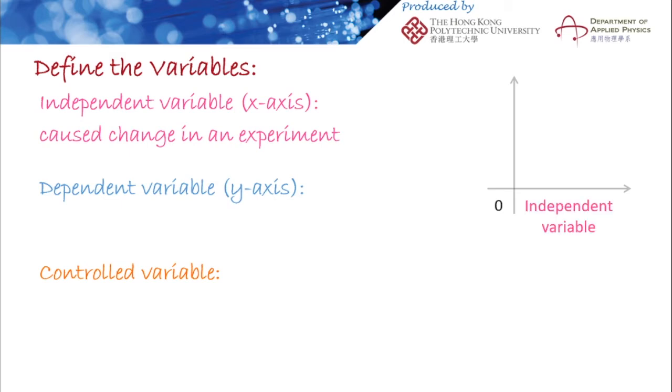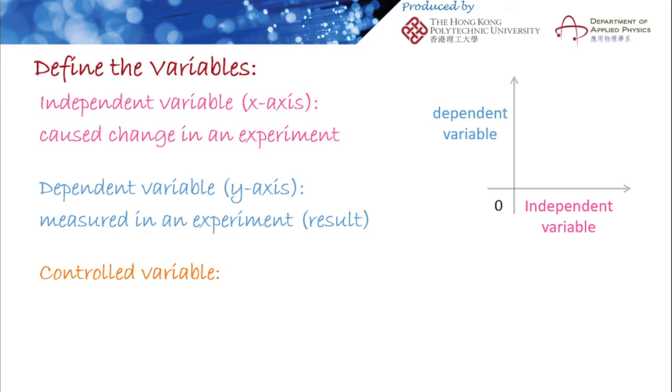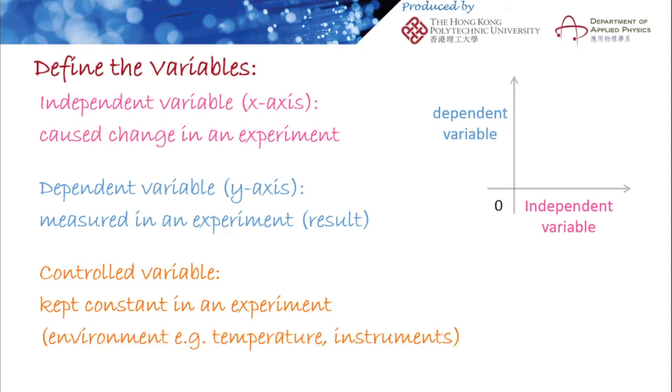Dependent variables are what is measured in an experiment. This is the experimental result. These variables will be put on the y-axis. Controlled variables are what is kept constant in an experiment to make sure that all experiments are a fair test.